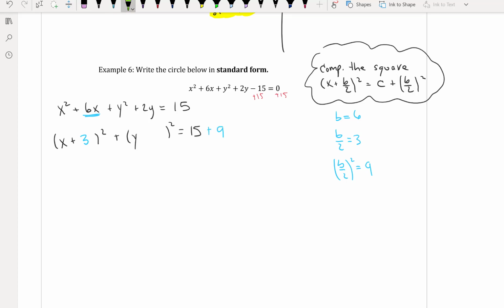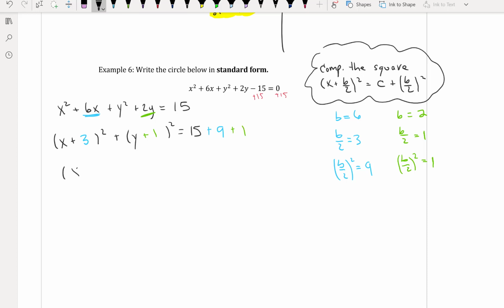Okay, now I'm going to deal with my y value. So here my b value is equal to 2. So if I divide that by 2, 2 divided by 2 is 1. And if I square 1, 1 times 1 is just 1. So in here I'm going to have a positive 1. And if I square it, it's a positive 1 on the opposite side.